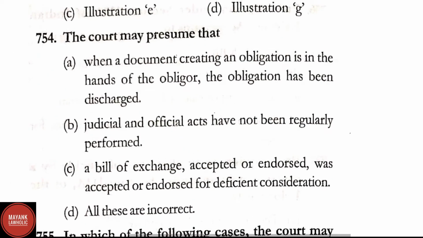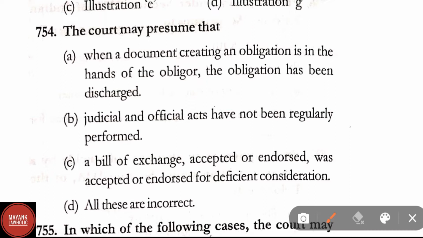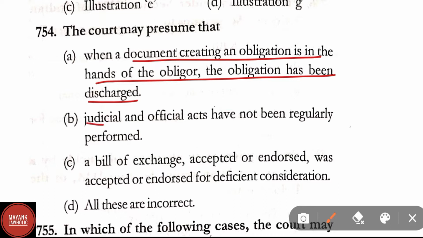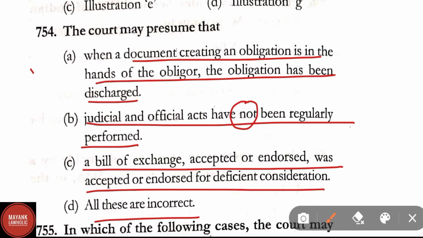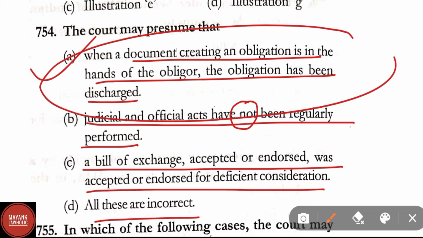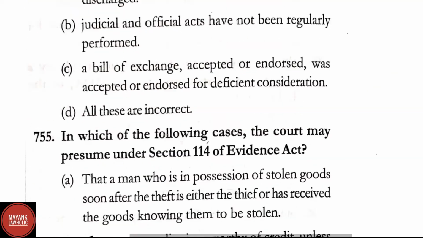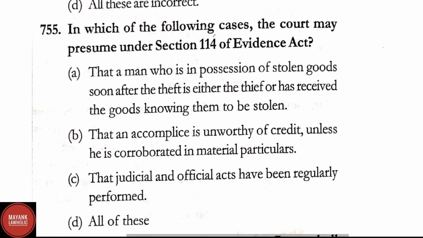Question number 754. The court may presume that: A, when a document creating an obligation is in the hands of the obligor, the obligation has been discharged; B, judicial and official acts have not been regularly performed; C, a bill of exchange accepted or endorsed was accepted or endorsed for deficient consideration; and D, all these are incorrect. Here the correct answer is option A. The court may presume that when a document creating an obligation is in the hands of the obligor, the obligation has been discharged.